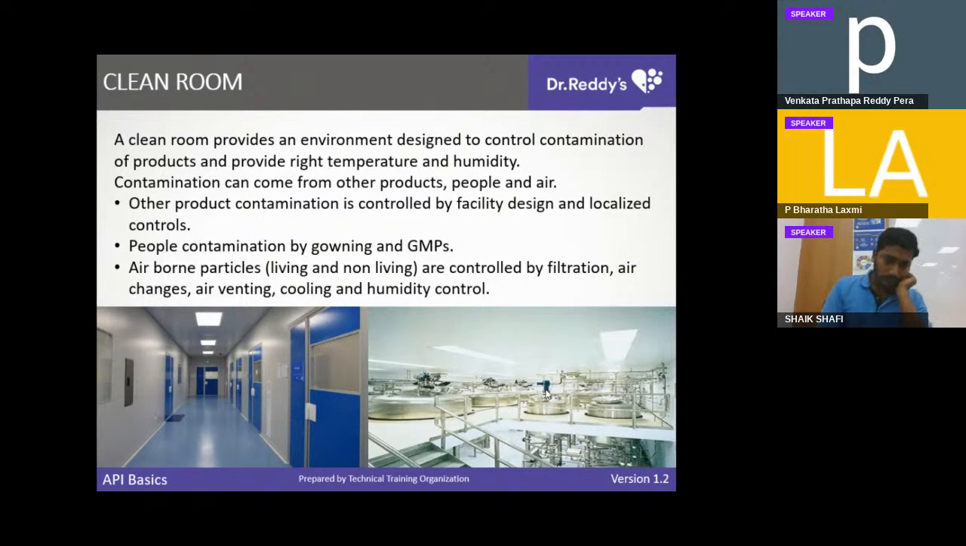Here we are going to discuss a clean room. As I told, we do our API manufacturing of the final product in a clean room. Basically, a clean room is a classified area designed to overcome different types of contamination.